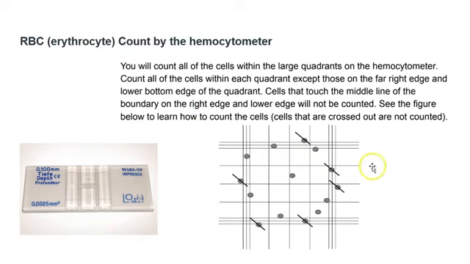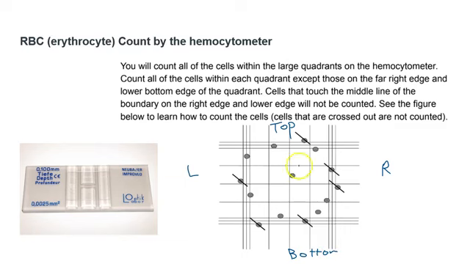You will count all of the cells within the large quadrants on the hemocytometer. Then count all of the cells within each quadrant except those on the far right edge and lower bottom edge of the quadrant. So let's do that. For our quadrant, we are going to define the top edge, left edge, right edge, and then the bottom edge.